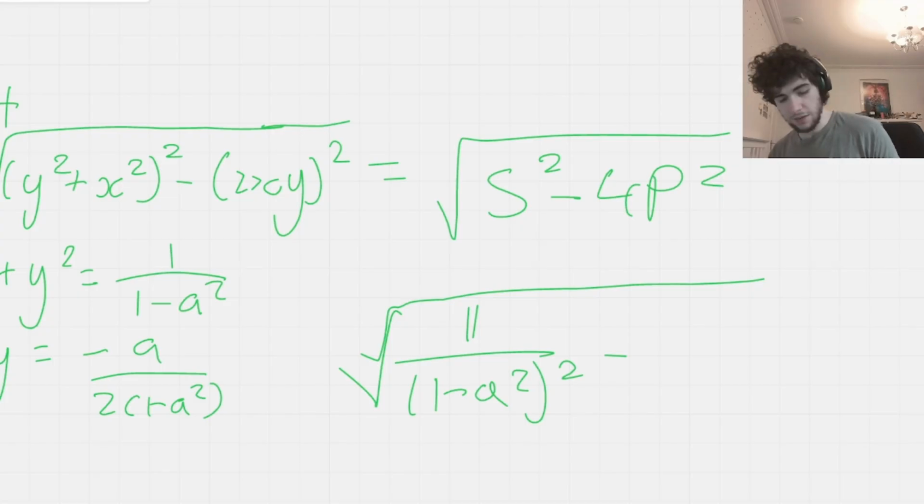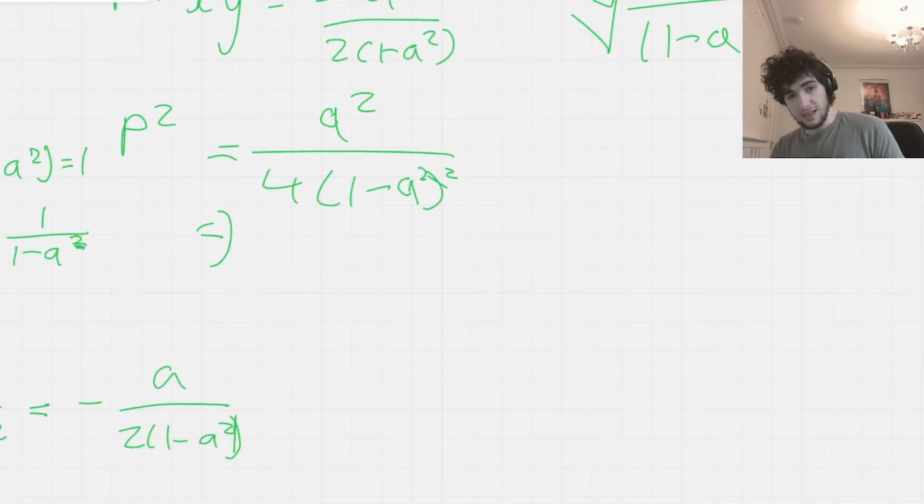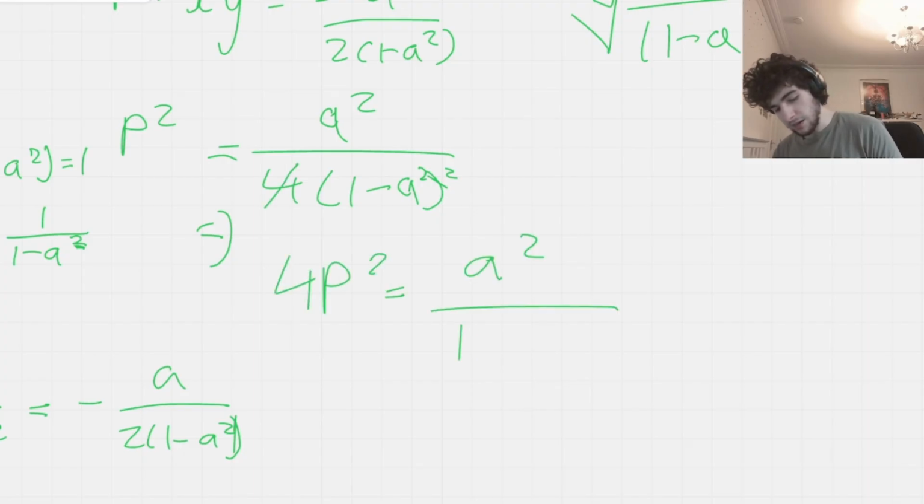If we calculate p squared, we're going to get a squared over 4 times 1 minus a squared all squared. And when we multiply that by 4, that obviously implies that 4p squared is going to be equal to this, the 4 will cancel out, and that just gives you a squared divided by 1 minus a squared all squared, right? And so really effectively minus 4p squared is going to give you minus a squared over 1 minus a squared all squared, right?